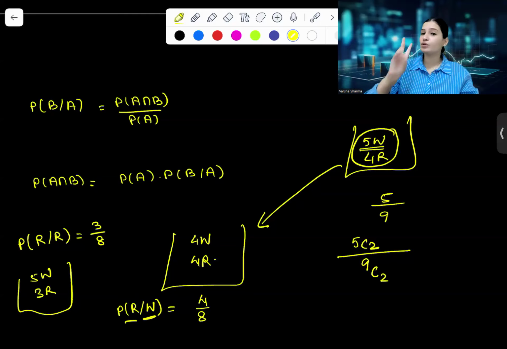This is conditional: when both the events are given, first event as well as second event, and you are asked to find the probability of the second event. Any doubt from you? Everybody clear till here? Yes, ma'am.